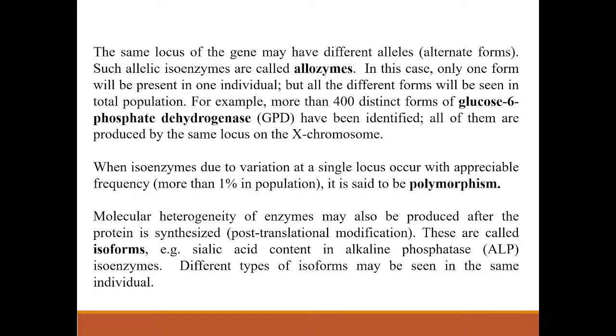Molecular heterogeneity of enzymes is also produced after the protein is synthesized, that is, post-translational modification occurs. These are called isoforms. Example: sialic acid content in the alkaline phosphatase isoenzyme. Different forms of the isoenzymes are formed in the same individual. ALP has different isoenzymes which are seen in the same individual, but they are from different organs or have been seen in different places.